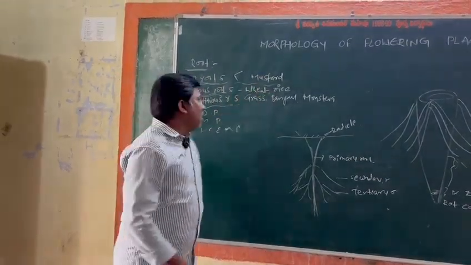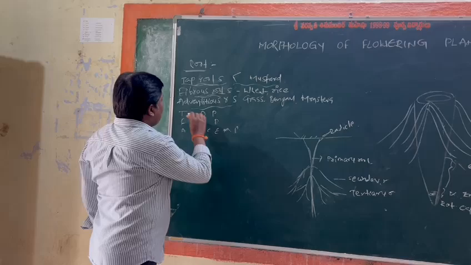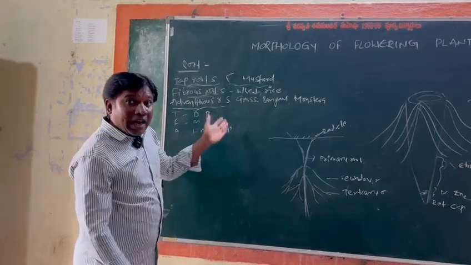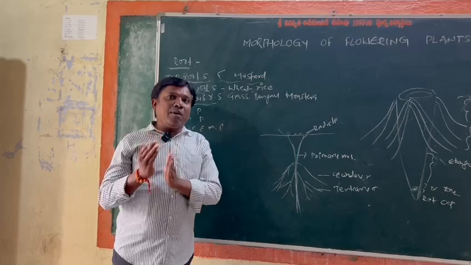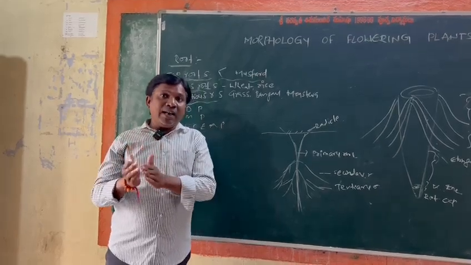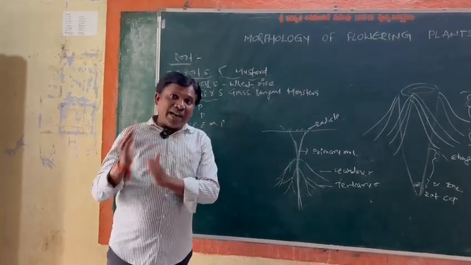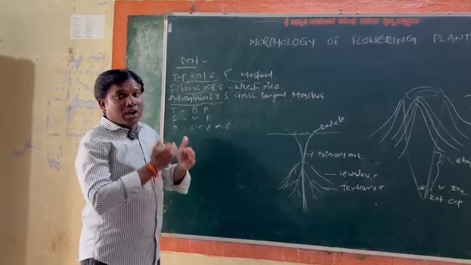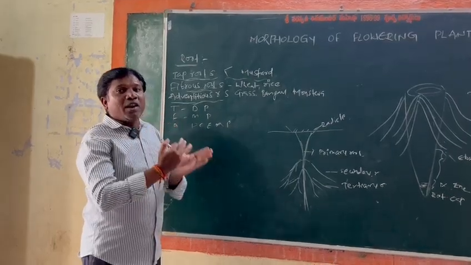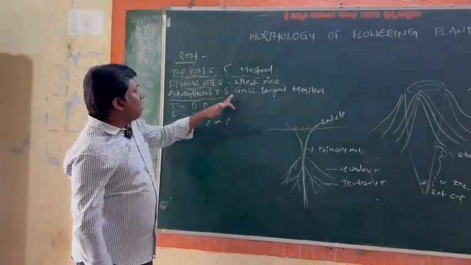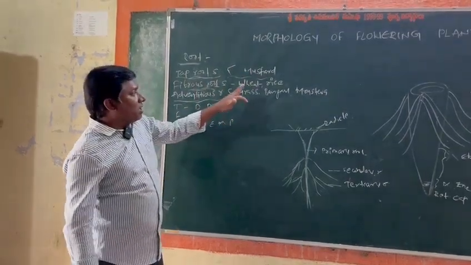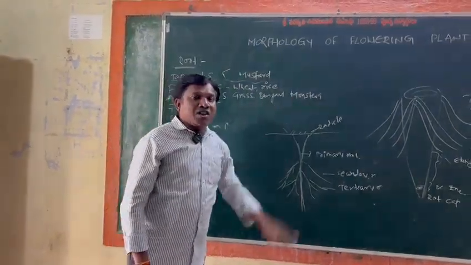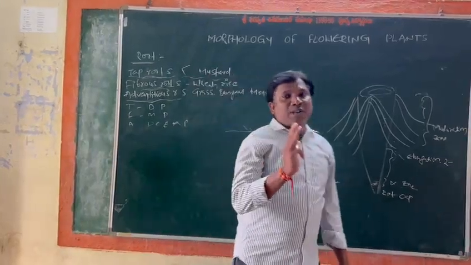Wheat and rice. The last one is adventitious roots. Roots arising from any part of the plant other than the radicle, that is, except the radicle. Roots developed from any part of the plant. Such a root system is known as the adventitious root system. Examples are grass, banyan, monstera.